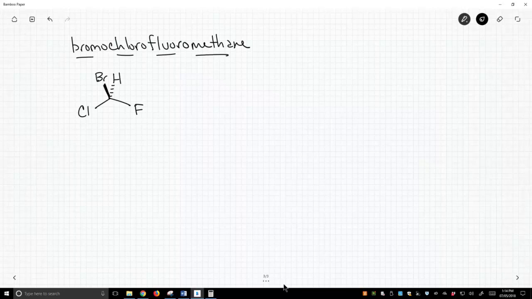Now, as it turns out, there are 2 different ways that we could have drawn this. I mean, there's a lot of different ways, but there are 2 ways that we could actually draw this so we get 2 distinct molecules. And to highlight some of the ideas, I'm going to put a mirror plane. This is meant to represent a mirror plane.